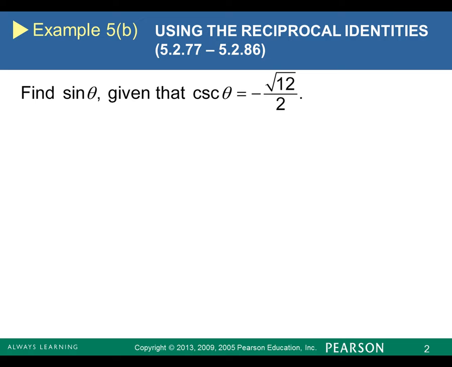Well, if cosecant is a negative square root 12 over 2, you're going to apply the reciprocal. So basically you're going to flip that, right? And so that makes it, without having to rationalize it yet, negative what? 2 over the square root of 12. That's right, 2 over the square root of 12.